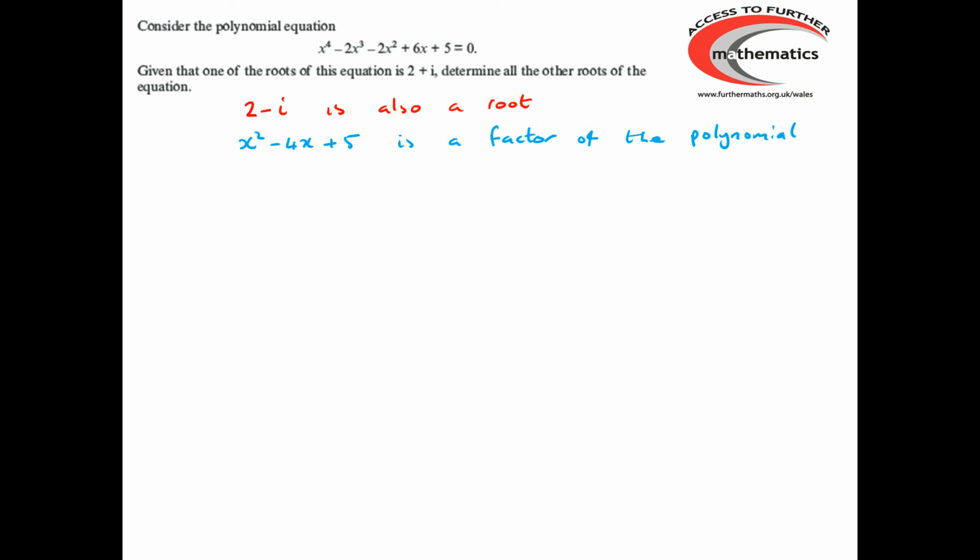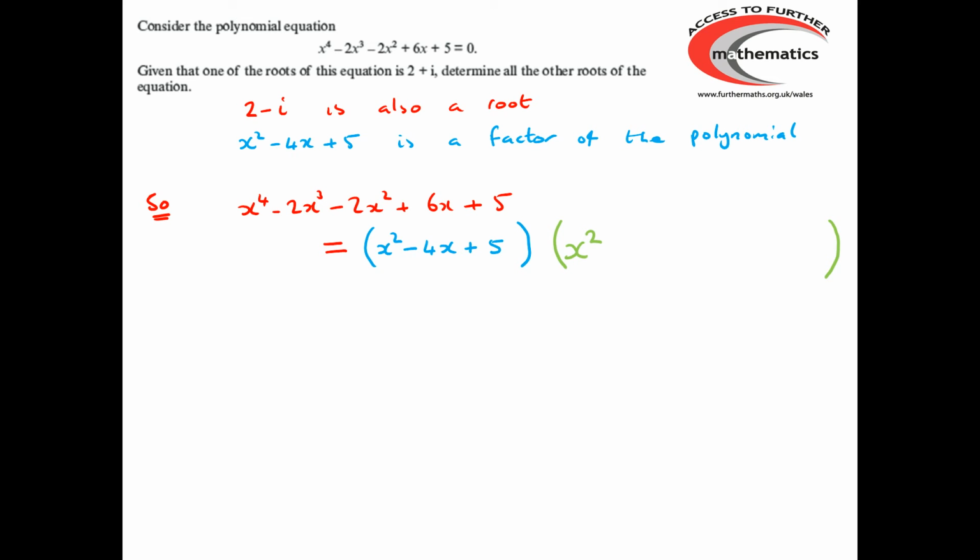So we can now try and finish the factorisation of the polynomial. So we've got x to the 4 minus 2x cubed minus 2x squared plus 6x plus 5 has got a factor of x squared minus 4x plus 5, and we've got a second factor that we need to try and work out. Well, first of all, the second factor must start off with an x squared to make sure that we've got the x to the 4 term when we multiply things out.